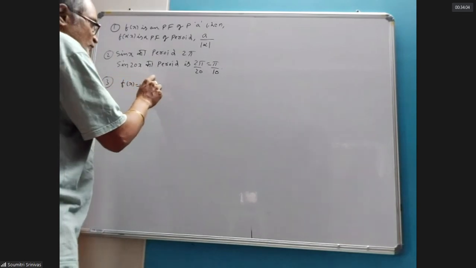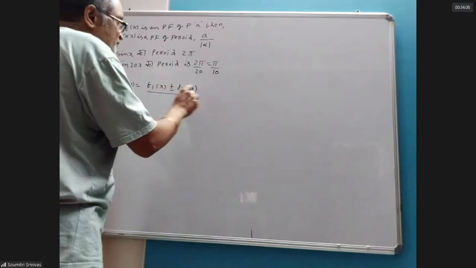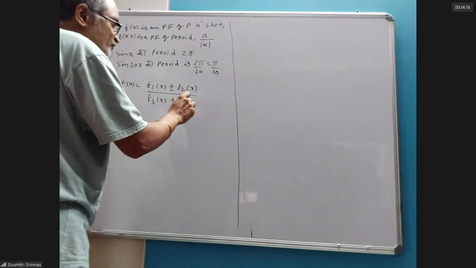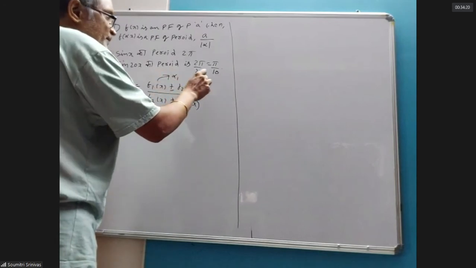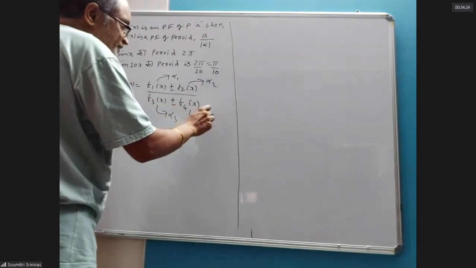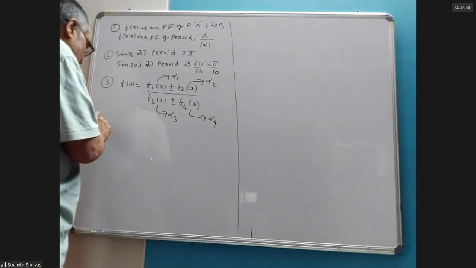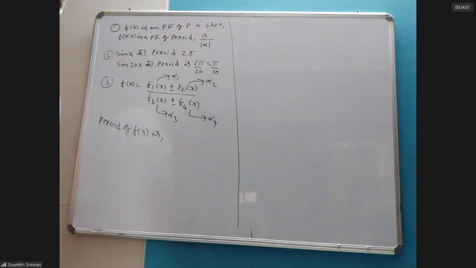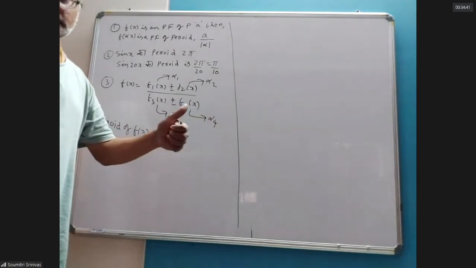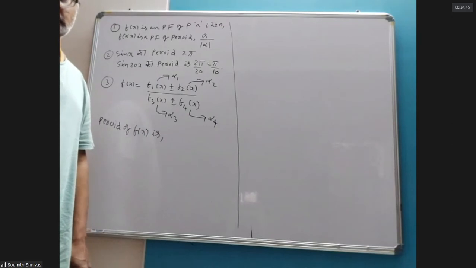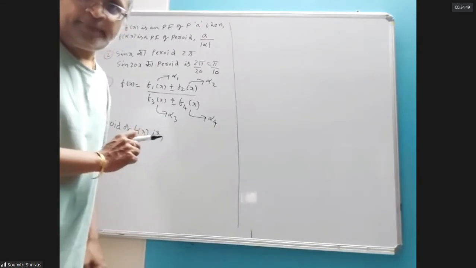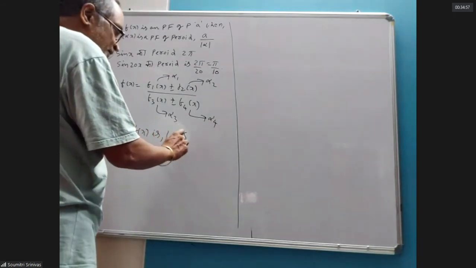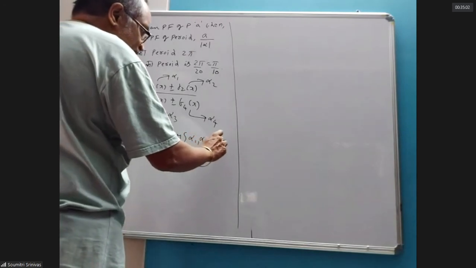f of x equal to f1 of x plus or minus f2 of x by f3 of x plus or minus f4 of x. It will be there on the board, copy it later. The period of the first is alpha 1, the second alpha 2, the third alpha 3, the fourth alpha 4. What is the period of the complex? The period of f of x is the LCM of alpha 1, alpha 2, alpha 3, alpha 4. It is there in the notes.